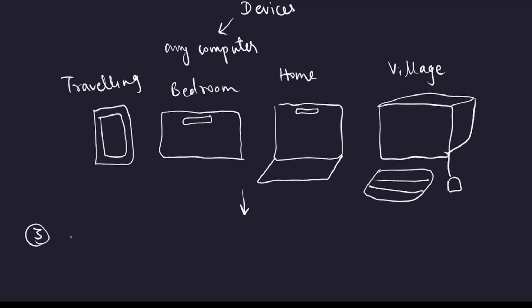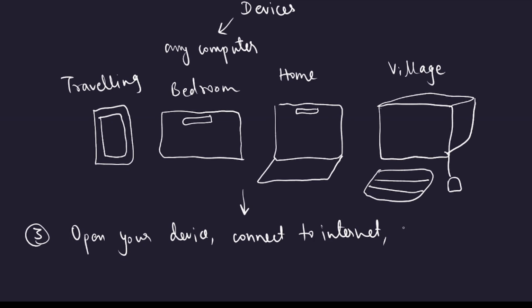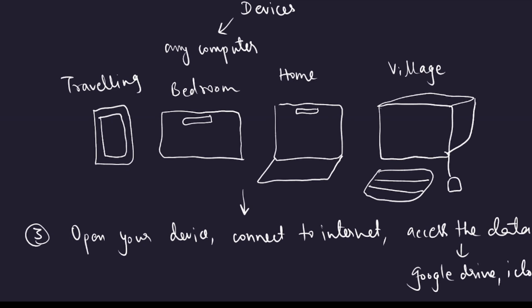Anywhere you go, all you need to do is these three steps. Open your device, connect to the internet, and access the data, which can be through Google Drive or iCloud, whatever you have. Like the word itself says, iCloud is for iOS devices. So that's what cloud helps you do.